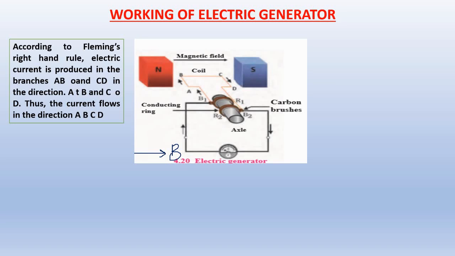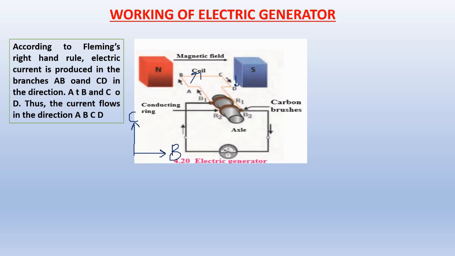Now this coil is rotated with the help of an axle from outside the electric generator. The coil is rotated in clockwise direction. That means AB is going upwards and CD is going downwards. So AB is moving upwards as the coil rotates clockwise. This vertical line represents the movement of the coil, which I am denoting by C.